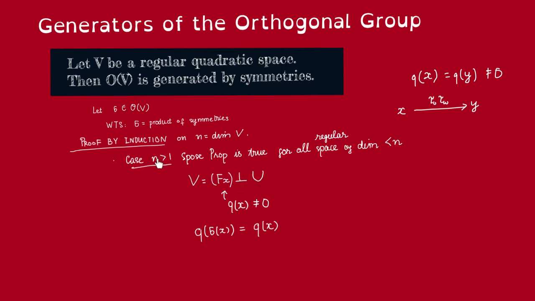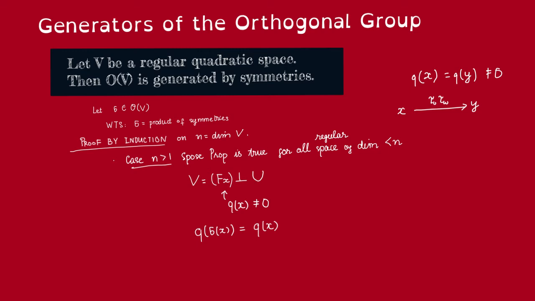Now let's consider the case when the dimension of V is greater than 1. We suppose by induction that the proposition is true for all regular spaces of dimension strictly less than n. To be able to use induction, we'll pick out a vector x of V with norm not equal to 0, and then we'll have the following decomposition, where U is the orthogonal complement of the span of x. This space must be a regular space because its discriminant is non-zero. And why can we pick out a vector of V with non-zero norm? Because if all vectors of V were of zero norm, then in particular so must its orthogonal basis, and so the discriminant of V must be 0, contradicting the fact that V is regular.